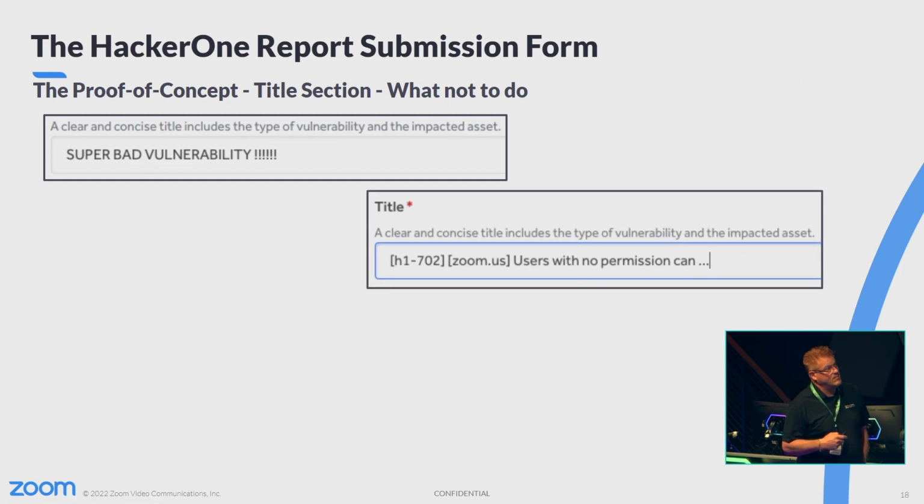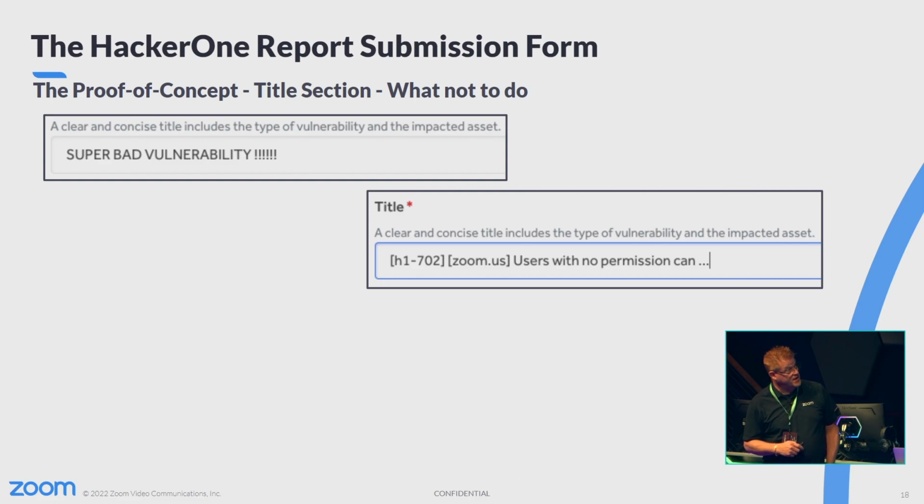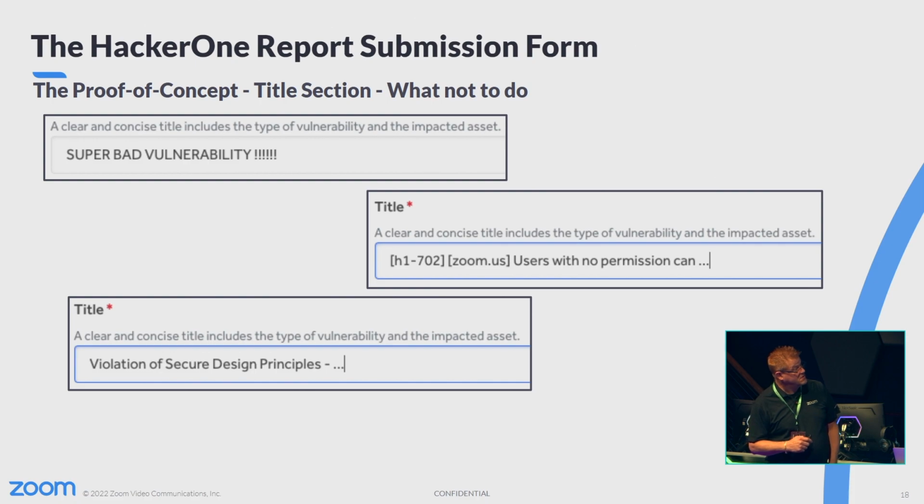Also, you don't need to tell me what program you're in or what domain or asset you're on. I already know what program you're in because it's in the program. And also, if you select the asset from the asset selector, you don't need to put it in here as well. You'll find that triagers will just go in and delete this stuff pretty much. So you don't have to do that.